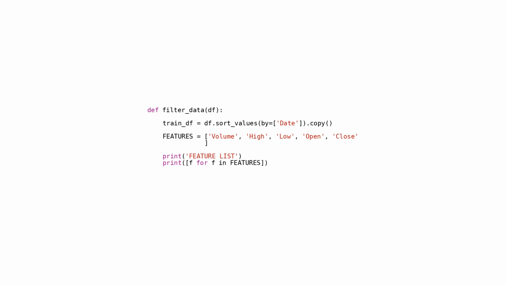These are the features: volume, high, low, open, close. This line of code is a Python command that will print or display the text feature list on the screen. This code will output all the elements in the list named features.